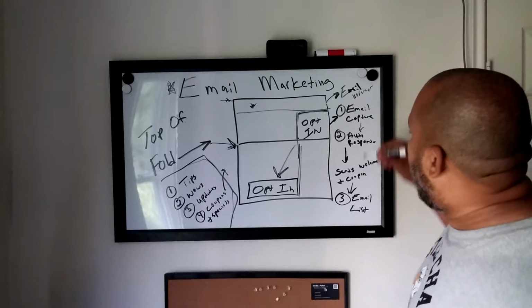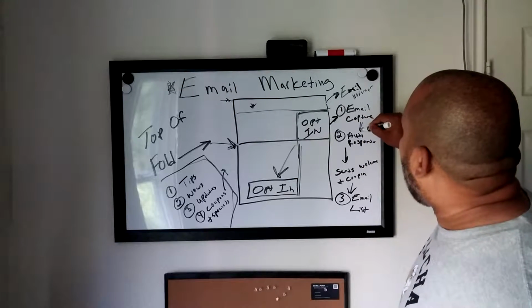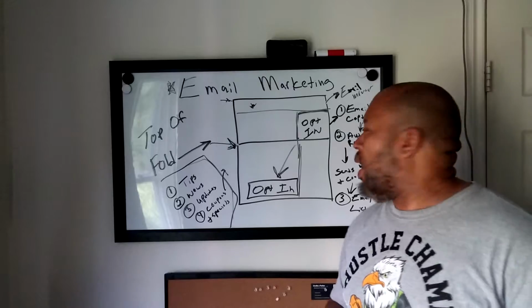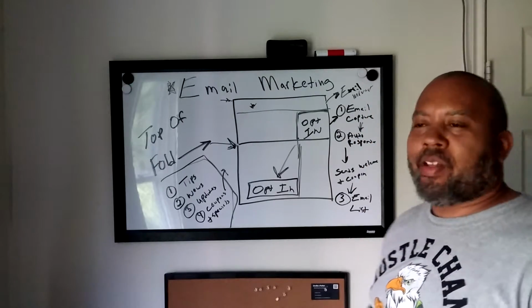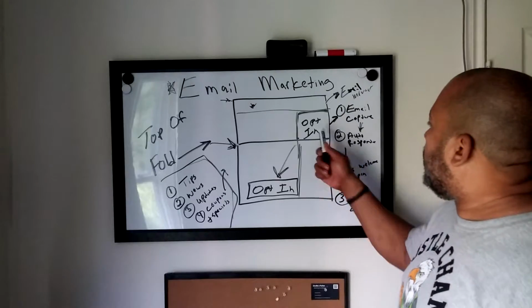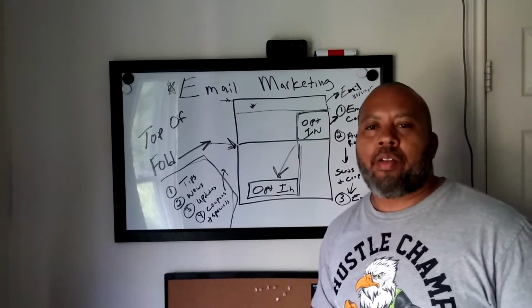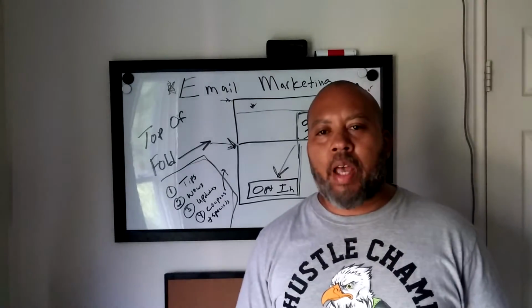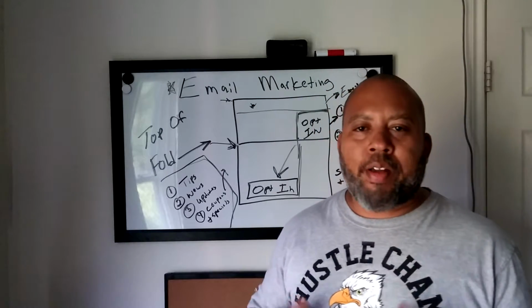But now if you want to actually implement the second part of this puzzle, which is strategy, that means attaching what we call an autoresponder to your opt-in box. And an autoresponder is just a fancy way of saying automation, or automated email.